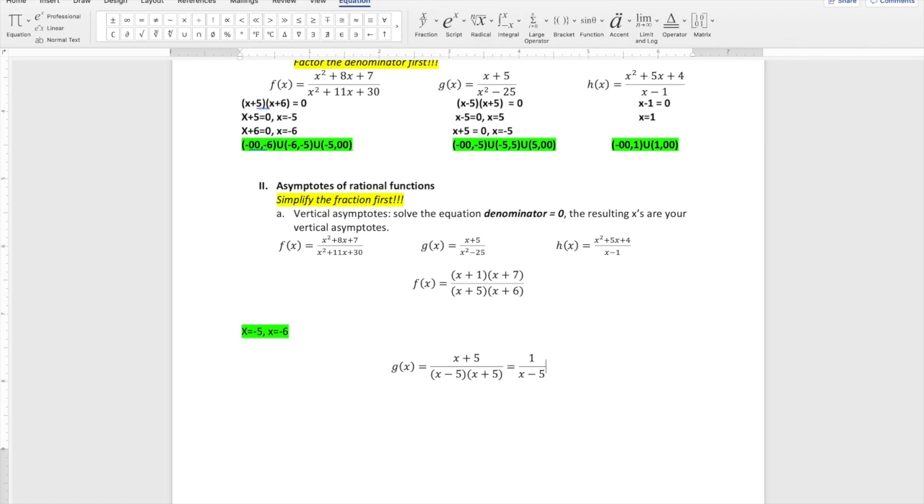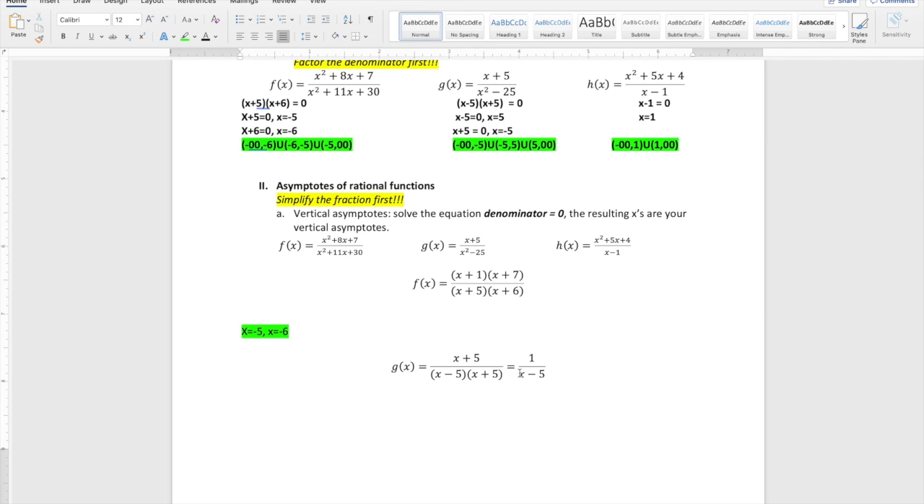Once you simplify your fraction, you're going to solve this equation, denominator equals 0. So my denominator that's left is x minus 5. I'm going to say x minus 5 equals 0, which will result in x equals 5. And that is the vertical asymptote for the second function, which is function g.